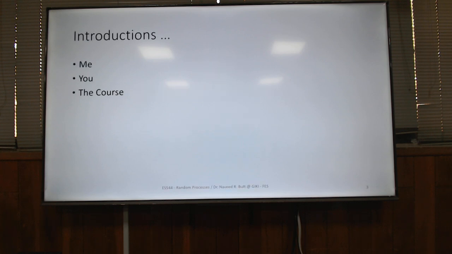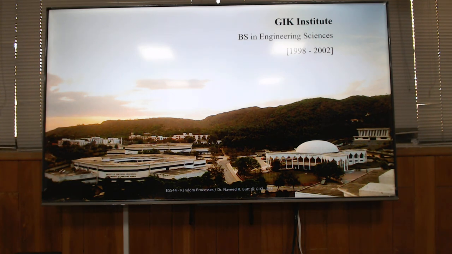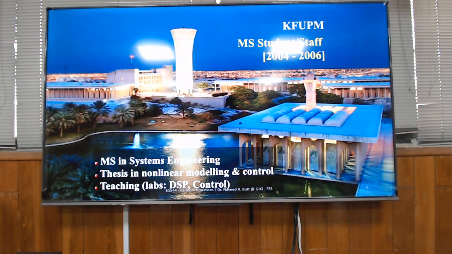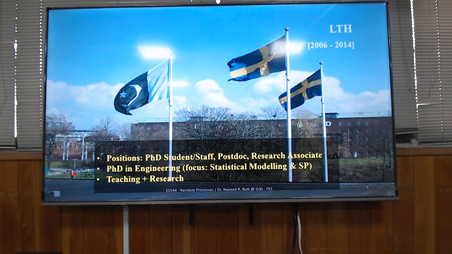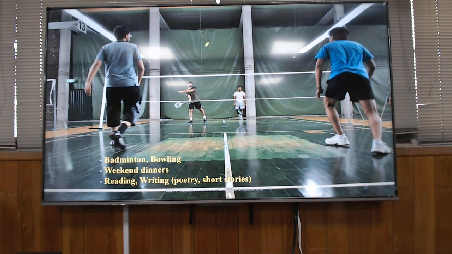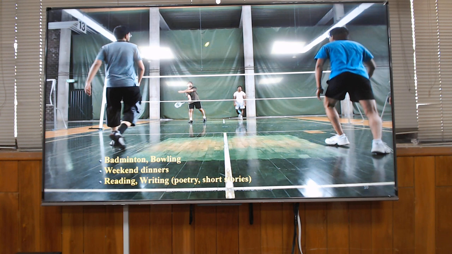So we'll start with some introductions about me, you guys, and then the course. About me, I did my BS here, 2002, in this faculty. Since then, I've been abroad, working in Saudi Arabia as an automation engineer and doing the master's there in systems. Then I was in Sweden at Lund University doing PhD, postdoc, and research fellowship there. Then I was at Ericsson as a senior researcher working there on patenting in Wi-Fi and 5G. This was before 5G was launched, of course. And I worked at Jove University, and yeah, my interests, just a bit of bowling, badminton, dinners and stuff.